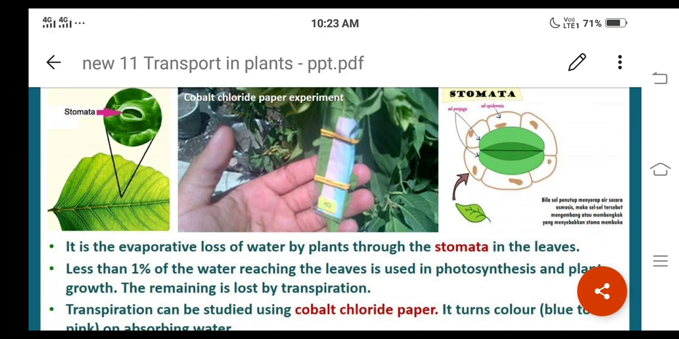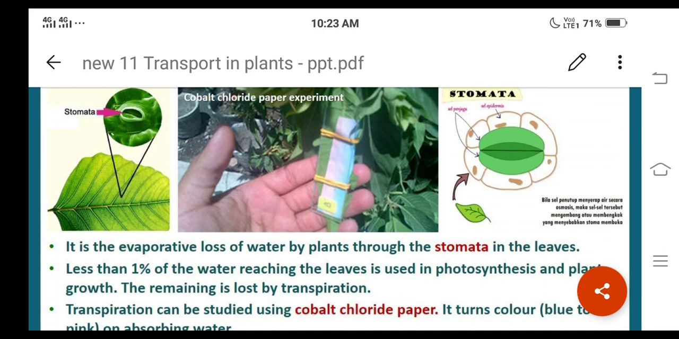We are going to place a piece of cobalt chloride paper on the upper surface as well as on the lower surface of the dicot leaf. Then we are going to cover those cobalt chloride papers with glass slides or micro slides, and tie a rubber band tightly on both sides.